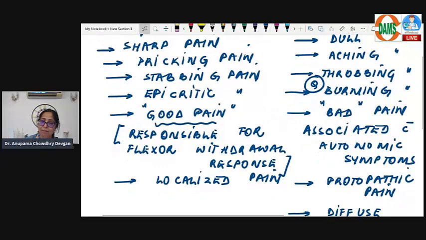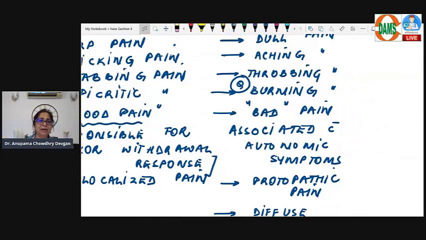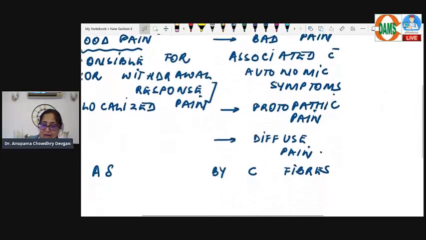So this is sharp pain, pricking pain, stabbing pain, epicritic because it's a newer pain carried by A delta fibers, which are myelinated. Myelinated are newer fibers in terms of evolution. Good pain, why is it called good pain? Because it is responsible for the flexor withdrawal response. This withdrawal which occurs, yes? Localized pain. When you look at the slow pain, this is dull pain, aching, throbbing, burning, bad pain. Why bad? Because it is associated with autonomic symptoms. Protopathic and diffuse pain, not well localized.